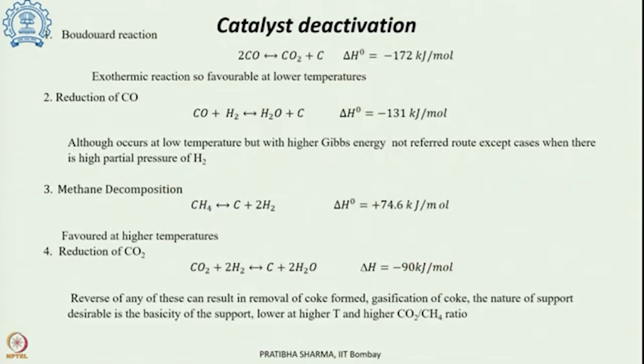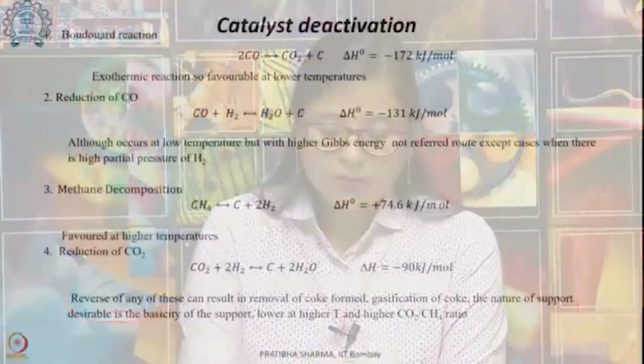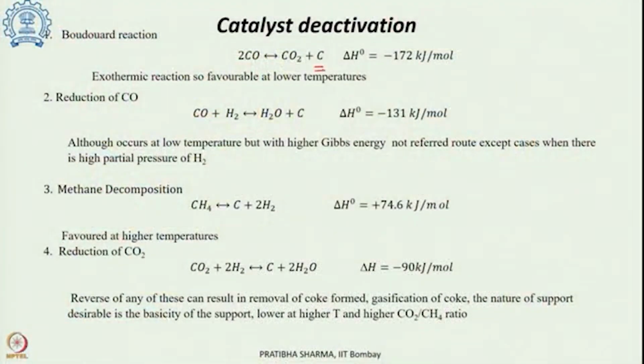Now, here we are using carbon dioxide as the oxidant. So, the problems associated with carbon deposition are more severe in the case of dry reforming of methane. There are various reactions that can result in catalyst deactivation by means of carbon deposition, like the Boudouard reaction, wherein CO disproportionation gives CO2 and carbon deposition. Now we can see that this is a reaction which is favorable at lower temperature.